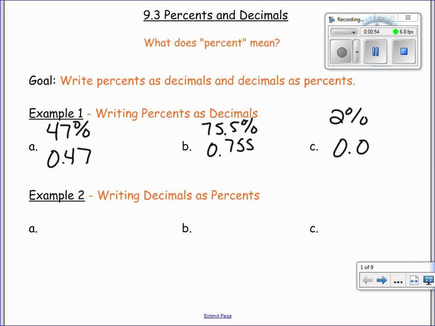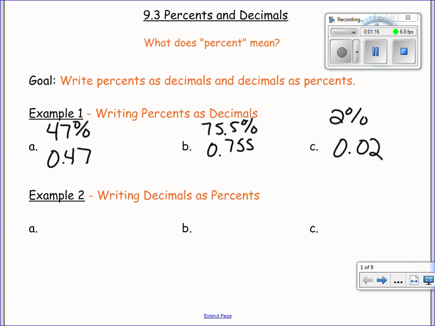That would be 0.02. Now notice when we go from a percent to a decimal, we are actually moving the decimal to the left 2 places because it's out of 100. So in each of these examples, we have moved the decimal in the percent to the left 2 places.